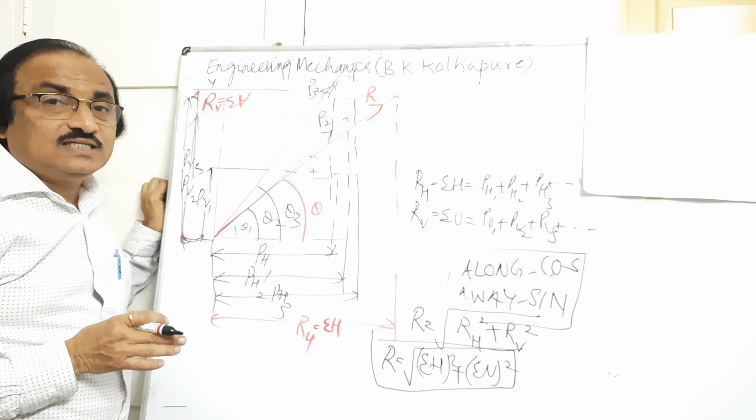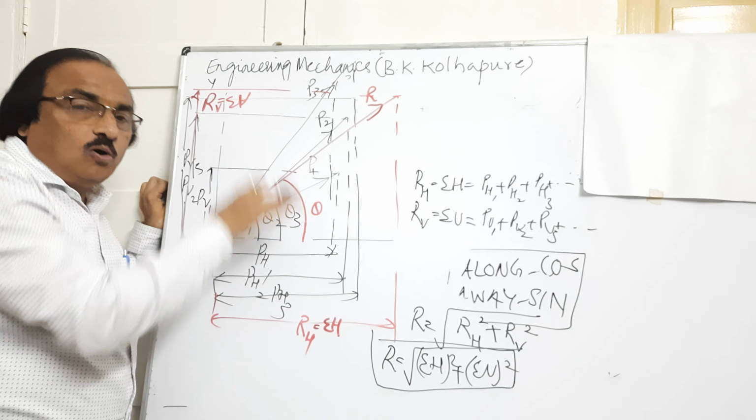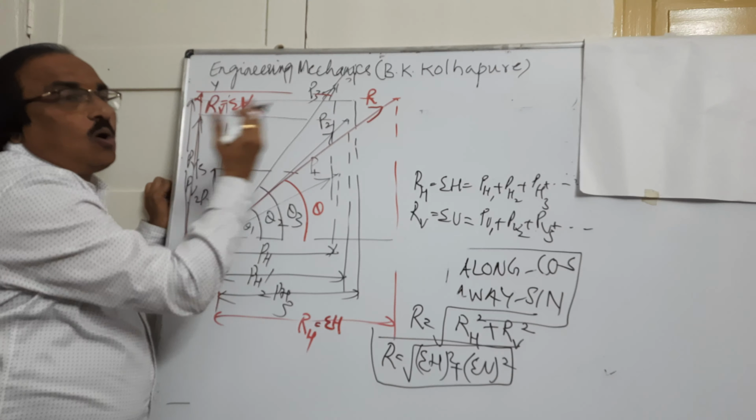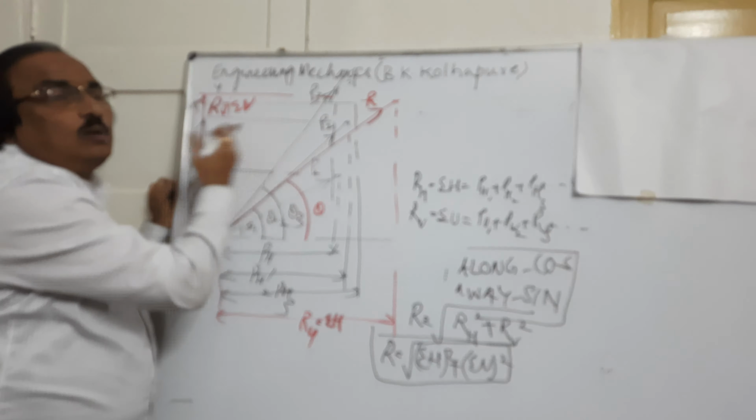Now what is sigma H? You go on adding all the horizontal components of the forces, that will be sigma H. You go on adding all the vertical components of all the forces, you get sigma V. So unless you split the force, you cannot find out the resultant here. So this is giving you magnitude. Now we'll go for direction.